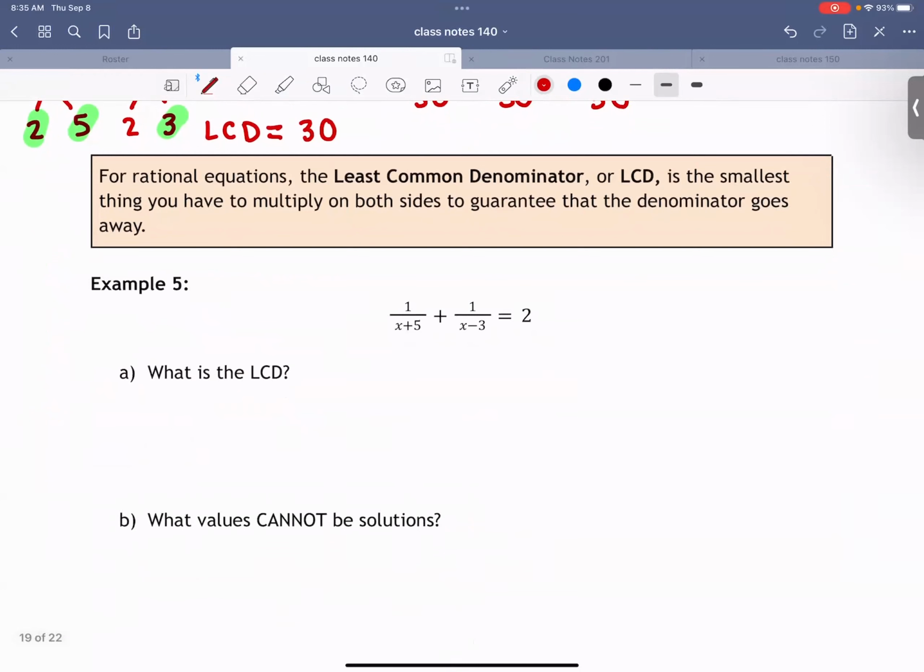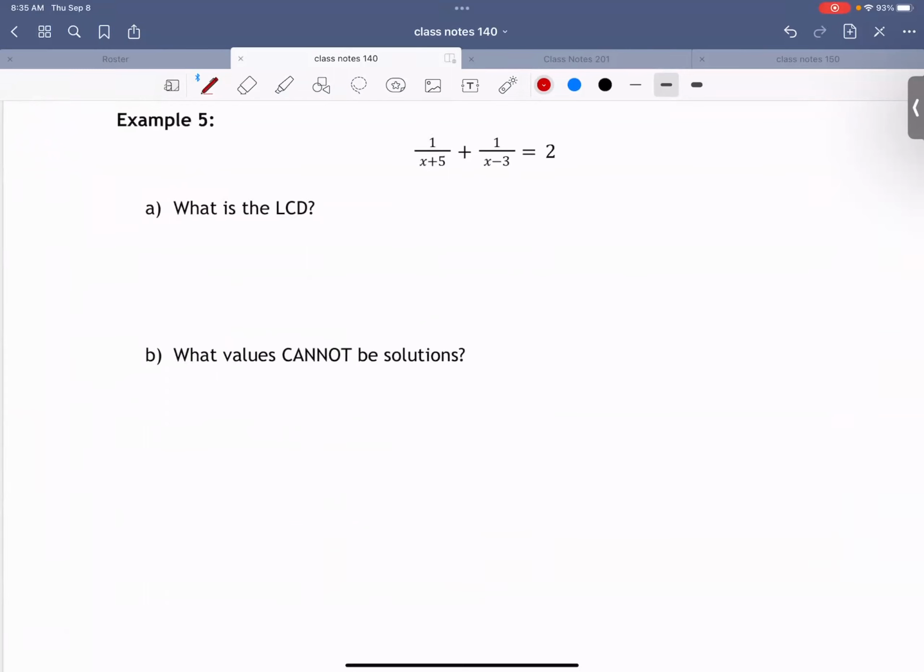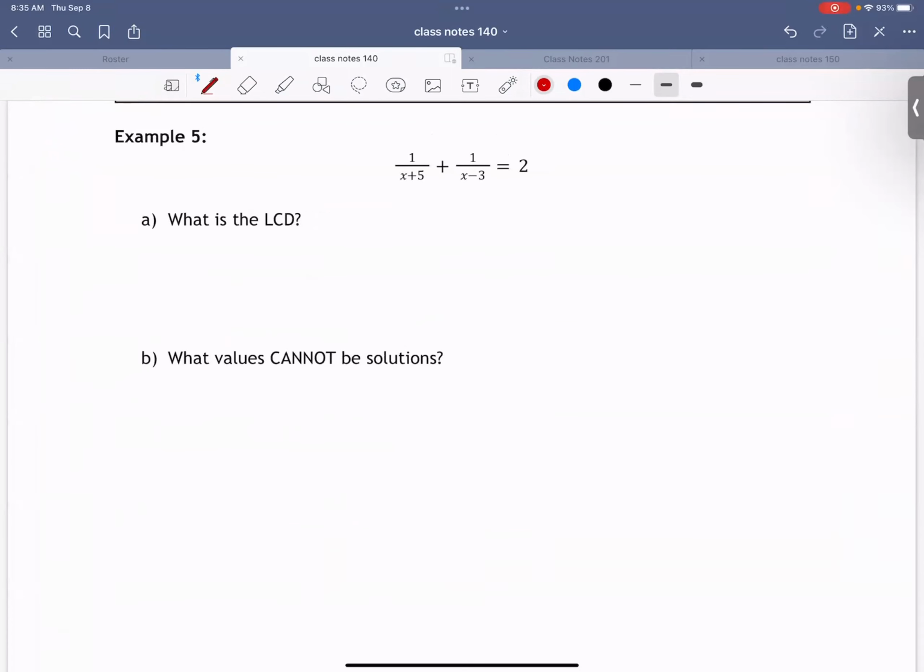Let's take a step back from this and go to rational equations. We've got this example: 1 over x plus 5, plus 1 over x minus 3, equals 2. We're not actually going to solve some of these. We're just going to talk about the LCD. What would the LCD be, or the smallest thing I need to multiply on both sides to cancel out the denominator? What is the LCD here? What would I multiply on both sides of this equation first?